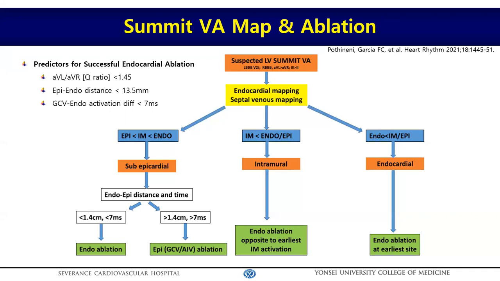This is the decision tree for LV summit VA ablation provided by Garcia. You can try endocardial ablation at the earliest activation site if it is an endocardial focus. If it is an intramural focus, coronary venous mapping is useful, and you can start endocardial ablation as opposed to the earliest activation site. If it is a subepicardial focus, you need to map the corresponding endocardial site first. If wall thickness is thinner than 14 millimeters and the time difference is within 7 milliseconds, you can try endocardial ablation first. Otherwise, you need to consider epicardial or coronary venous ablation.